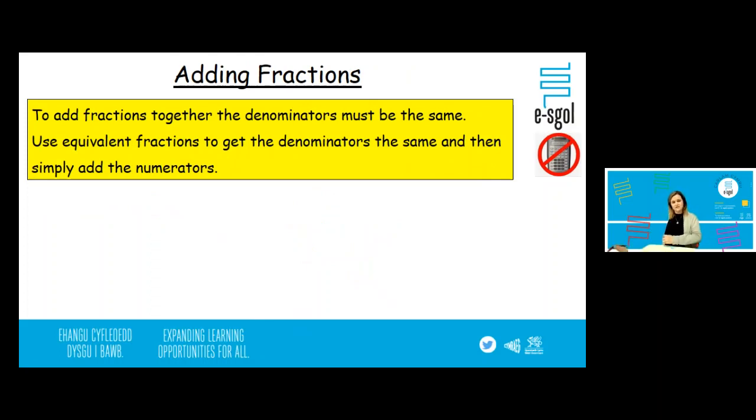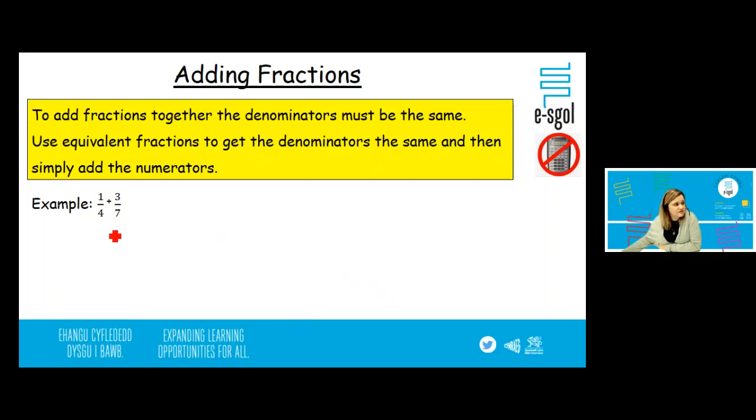Again, as I've already mentioned, you do need to have the denominators the same when you add or subtract fractions, but we are only going to look at adding today. And then we're going to use that fact to solve what we've got here. We've got 1/4 add 3/7, and we cannot simply add the numerators and the denominators here. So we're going to convert these to equivalent fractions where our denominators are now going to be the same.